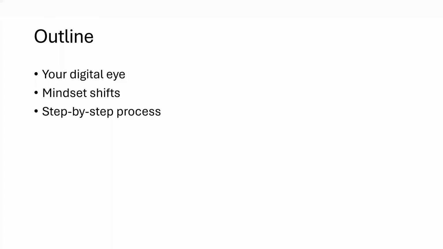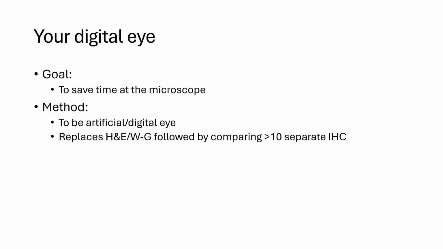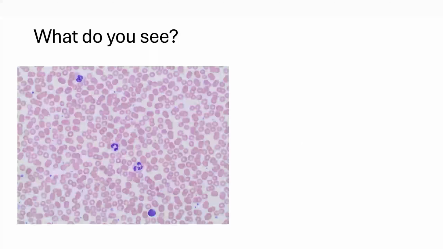For this next part, our outline is going to be your digital eye, mindset shifts, and then a step-by-step process to help you walk through flow cytometry. The primary goal of flow cytometry is to be your digital eye, to save time at the microscope, an artificial or digital eye so that it can replace looking at multiple H&E sections or Wright-Giemsa stains, followed by comparing multiple separate IHCs. So let's do this step by step.